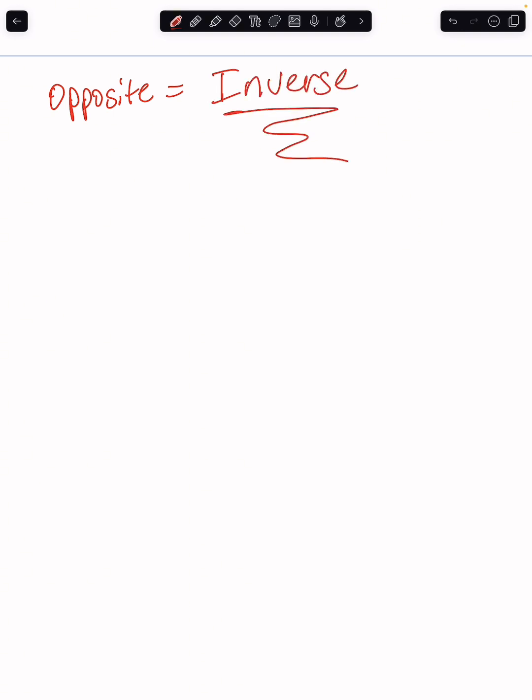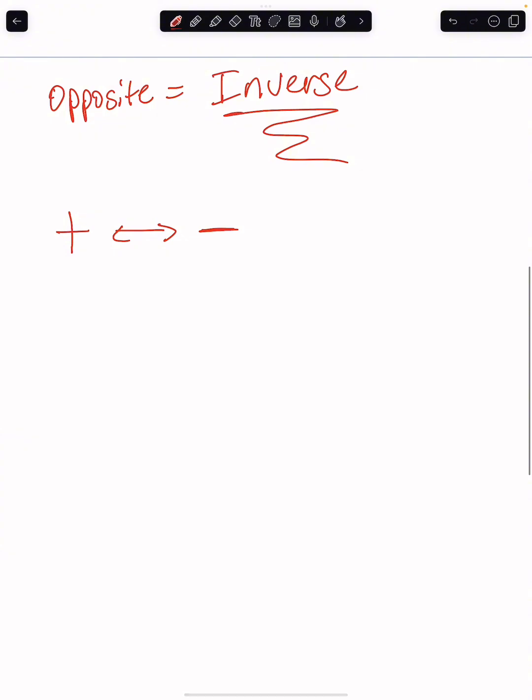There's a word in math that means opposite, and that word is inverse. Whenever you hear me use the word inverse, I'm simply talking about doing the opposite. So the inverse of addition is subtraction, and the inverse of subtraction is addition. The inverse of multiplication is division, and the inverse of division is multiplication. We're going to be utilizing that a lot today.